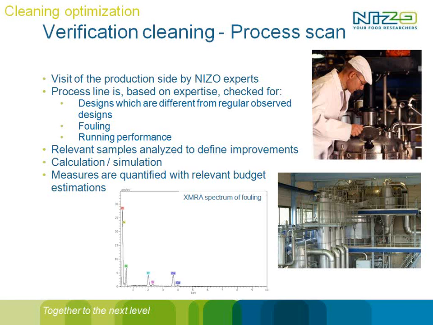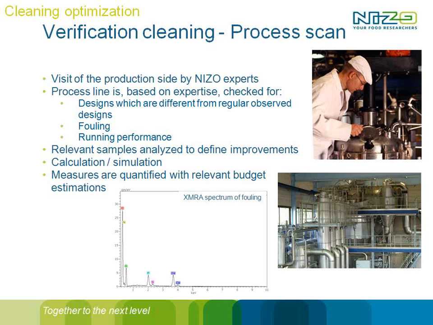Look at the fouling, the running performance. These process scans we usually also apply to optimize the process itself, trying to avoid the fouling. And you take relevant samples to analyze and to look what kind of fouling, for example, you have. At the bottom you see an XRF spectrum of fouling. Well, that's one technology to use to look at the composition of your fouling. And if you know what the composition is, you can start thinking about solutions.